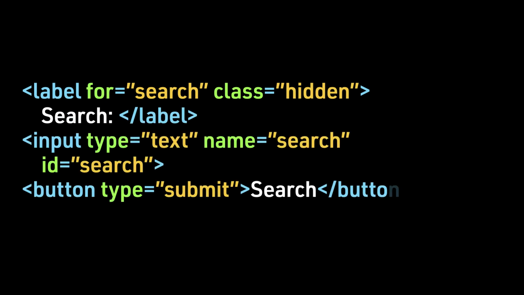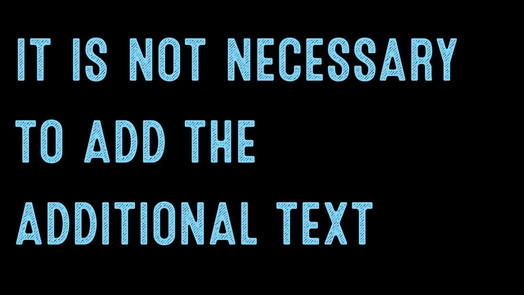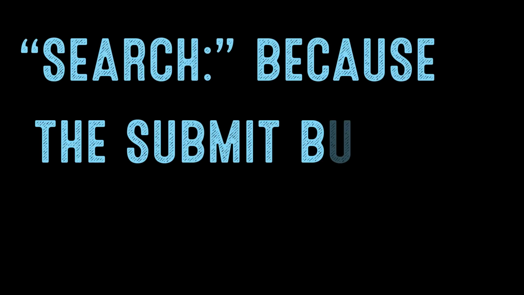Here is an example. It has a for attribute for search that binds it to the input for search. But it also has a submit button that has a text associated with it that also says search. It is not necessary to add the additional text search because the submit button is already labeled search.